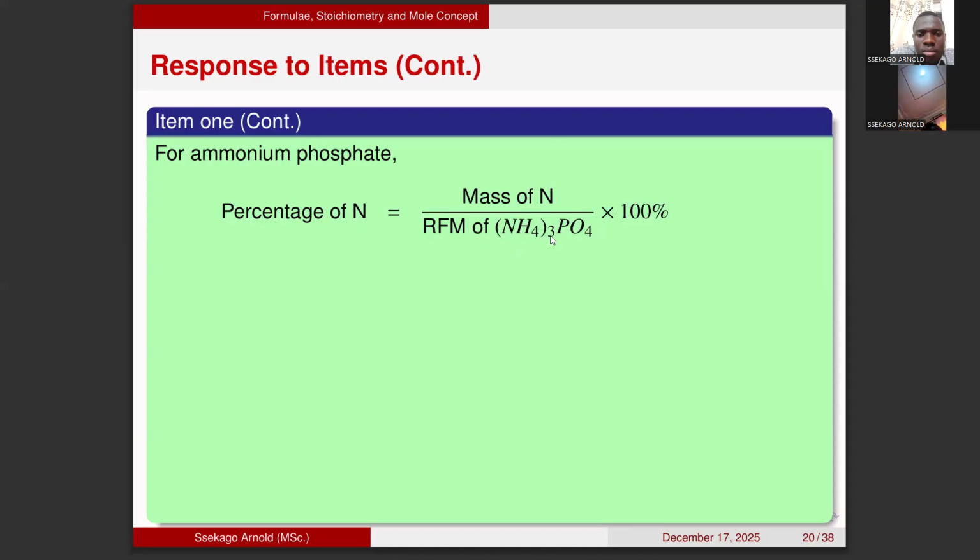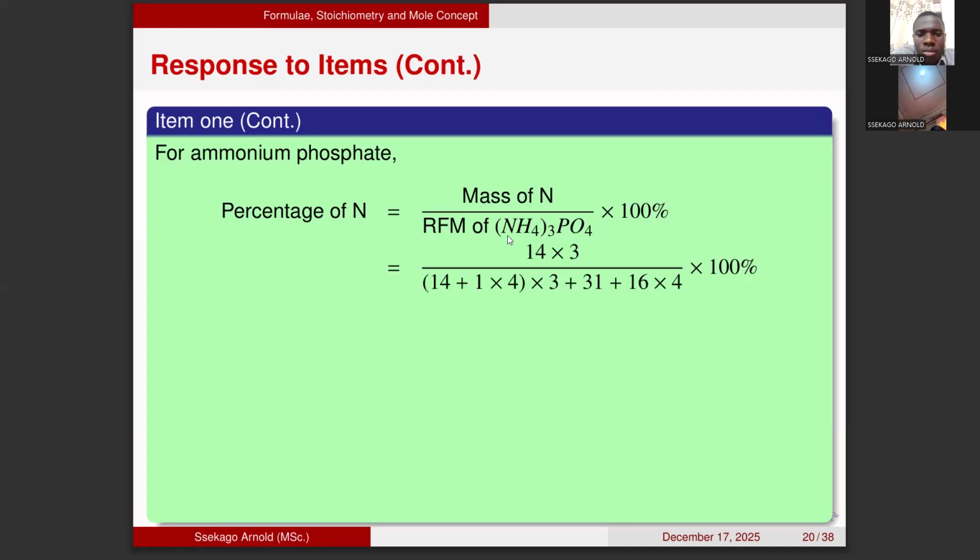Besides, there is the 3. This 3 affects nitrogen, and it also affects hydrogen. Implying that, if it affects nitrogen, we shall have 3 atoms of nitrogen within the compound. There are 3 atoms of nitrogen within the compound, and each nitrogen is 14. Therefore, for the numerator, we shall have 14 times 3, since we have 3 atoms of nitrogen.